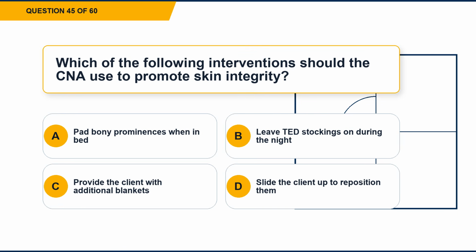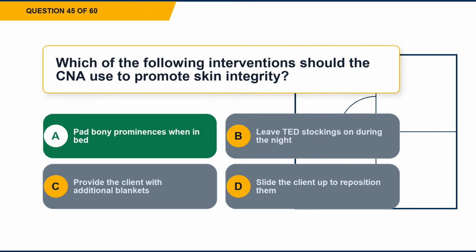Question 45. Which of the following interventions should the CNA use to promote skin integrity? Option A. Pad bony prominences when in bed. Option B. Leave TED stockings on during the night. Option C. Provide the client with additional blankets. Option D. Slide the client up to reposition them.